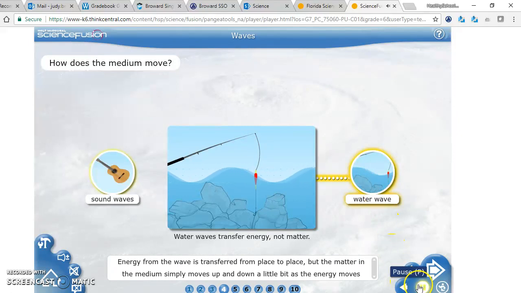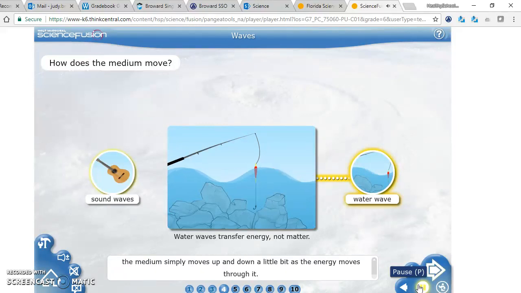Energy from the wave is transferred from place to place, but the matter in the medium simply moves up and down a little bit as the energy moves through it.